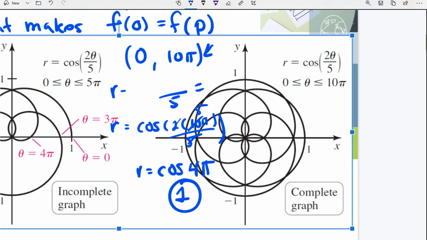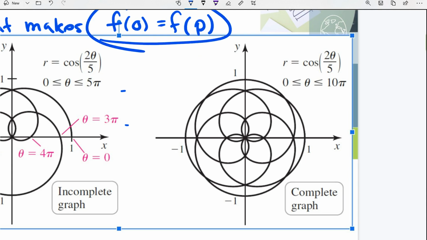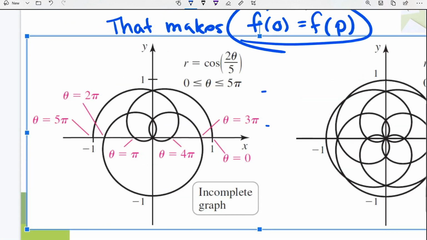So we had to find an integer multiple of the period that would get us back to the point where we started, so that we would know we had a complete graph, because we should have ended up back where we started when we were done graphing this. So that's a short explanation of the argument that the book is making with this f of 0 equals f of p. We're just looking for the closest integer multiple of the period that will get us back to where we started, rather than ending us in a new spot.